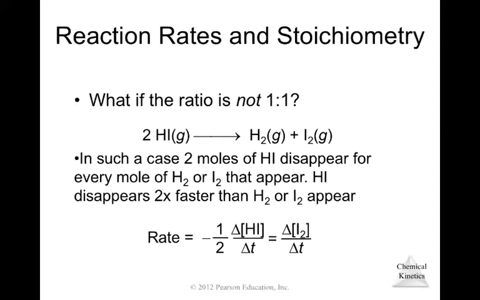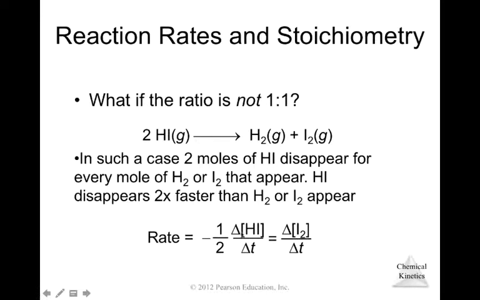So that's great if it's a one-to-one relationship, but what if it's not a one-to-one relationship? An example of that is 2HI turning into an H2 molecule and an I2 molecule. In this case, 2 moles of HI are going to disappear for every mole of H2 or I2 that's appearing. So HI is disappearing 2 times faster than the products are appearing. So in this case, it's disappearing at half the rate.